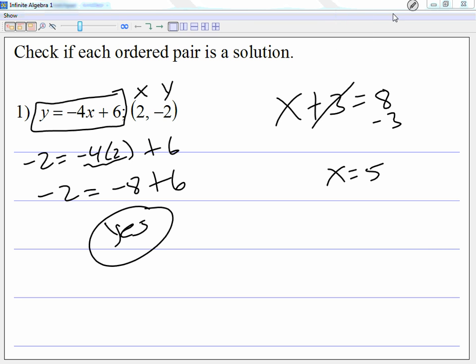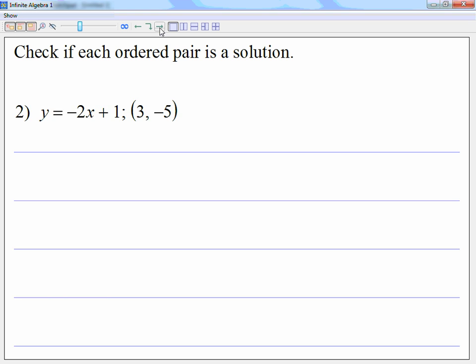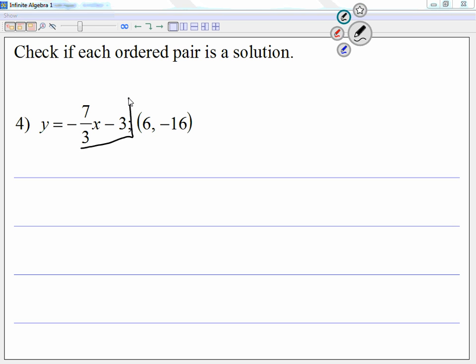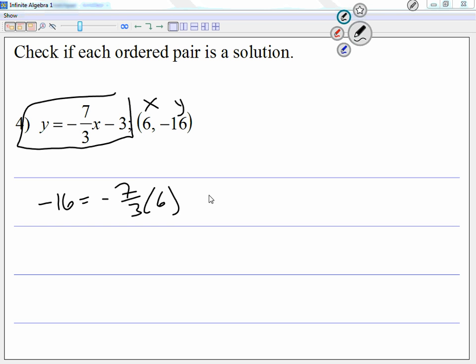Right. Let me skip a little. Let me take a look at question number 3, because I want to do one with a fraction. Well, actually, let me skip to number 4. It still has a fraction, but I don't want a 0 because it's easy to deal with zeros. So once again, I'm looking at number 4. In my parentheses, x is 6, y equals negative 16, right? Once again, I'm giving the x and the y value inside the parentheses. So let me rewrite this statement as negative 16 is equal to negative 7 over 3 times 6 minus 3. Replace the values of x and y.